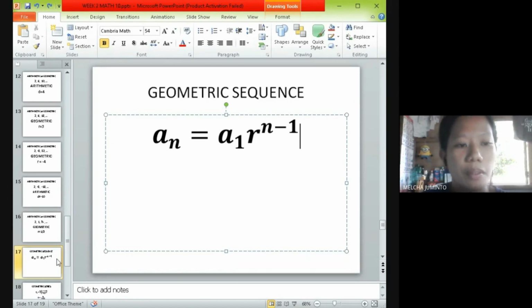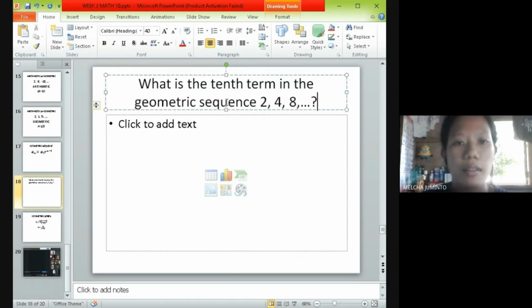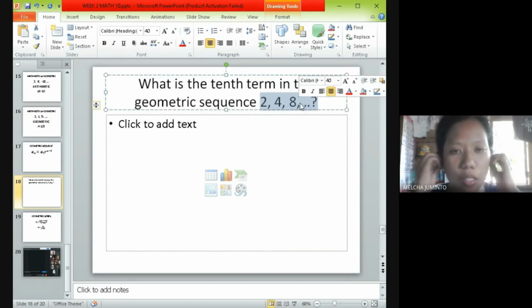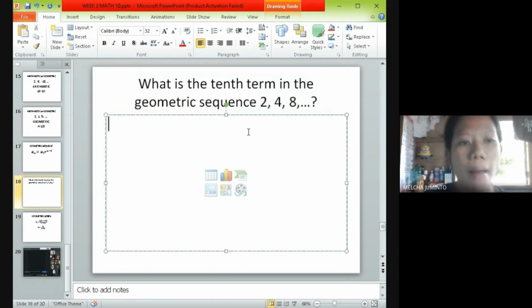Let's say, for example, this is the given problem. What is the 10th term in the geometric sequence 2, 4, 8? So the sequence 2, 4, 8, and so on is an example of a geometric sequence because there is a common ratio, which is 2.